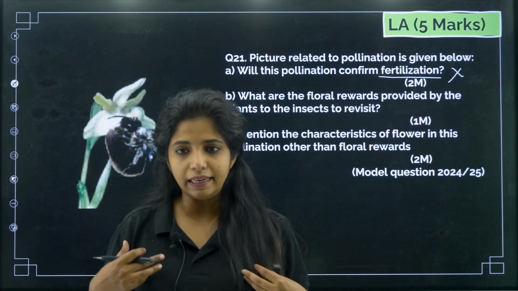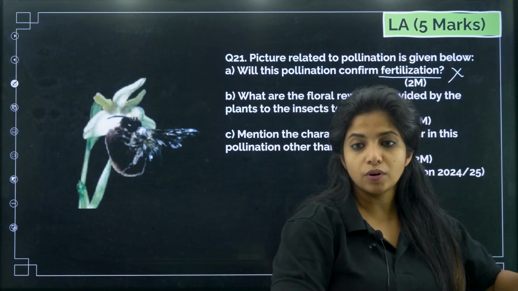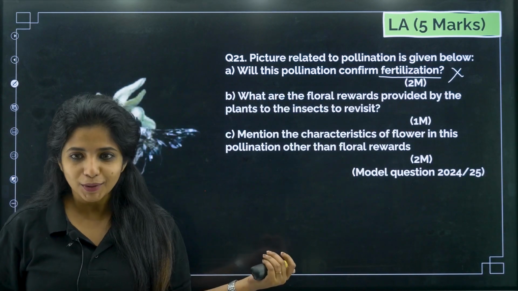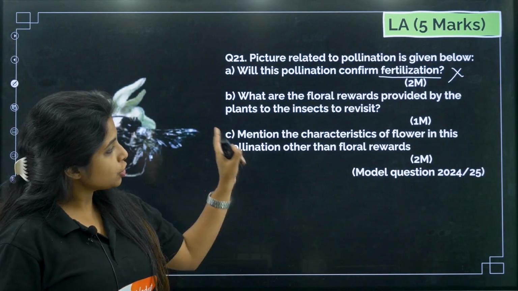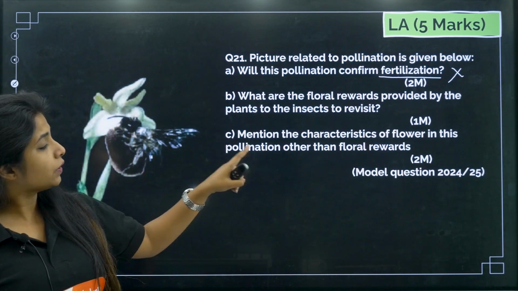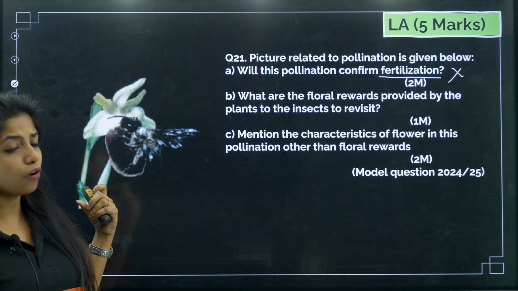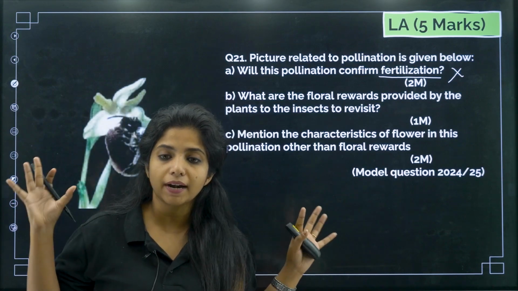Okay, so some pollen they will eat, some pollen will still be there on their body. It will just go on, brush around in another flower. It might give that pollen off. They never know. Okay, so that is the nectar and pollen, which is one thing that you can write over here. Now mention the characteristics of a flower in this pollination other than the floral rewards. What will be the character of a flower pollinated, or basically an insect pollinated plant?